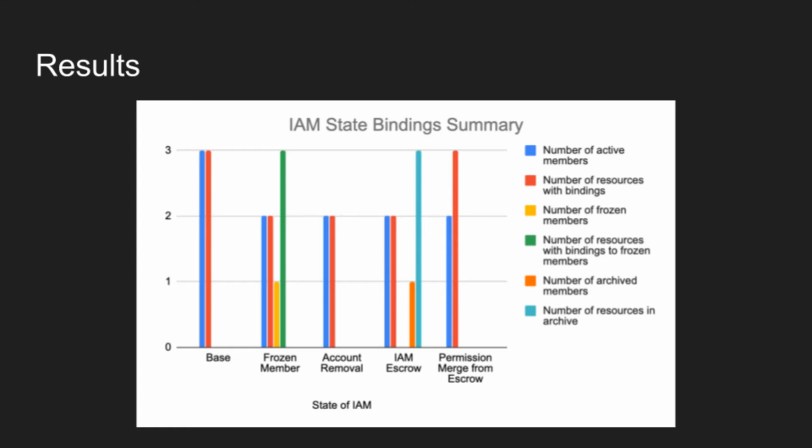We wanted something closer to the account removal state, where we only had actionable permissions on active members in the IAM hierarchy. However, we realized we lost the benefit of keeping that history of what permissions may have been bound to an employee that left. So when we look at IAM escrow, we see that we still only have the same permissions that we would have had in the account removal state in the actual IAM hierarchy, but in the separate IAM escrow structure, we have the permissions that were bound to the frozen member.